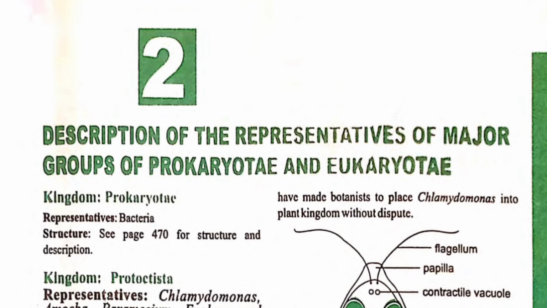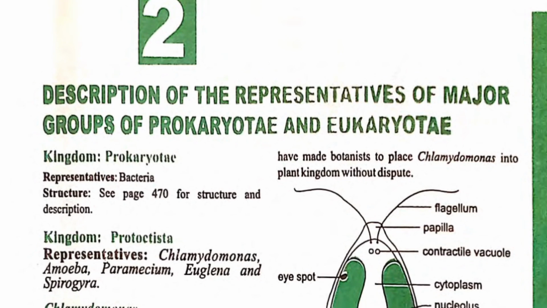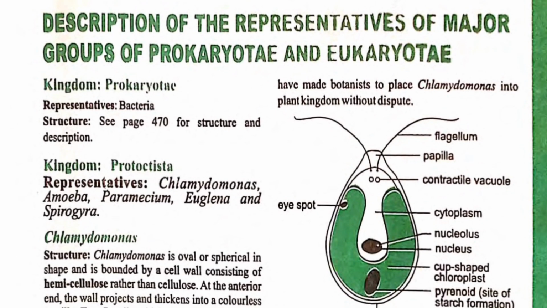In the next series of videos, we shall be talking about the description of the representatives of major groups of prokaryotes and eukaryotes. That is, we shall be talking about major representatives of the different kingdoms we have. For a start, we have Kingdom Prokaryote, that's the Kingdom Monera, but we shall be discussing that in the next video because we are being referenced to another page for the Kingdom Bacteria, so I'll have to go to that page. So in this video, we shall be talking about the Kingdom Protoctista. First of all, what you want to know is that the Kingdom Protoctista is also known as the Kingdom Protista.